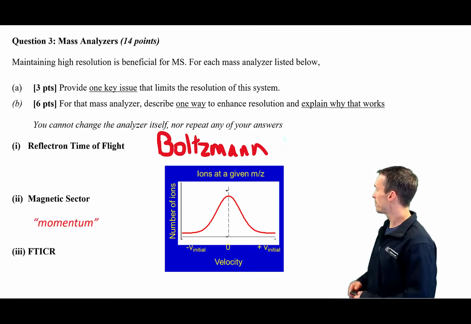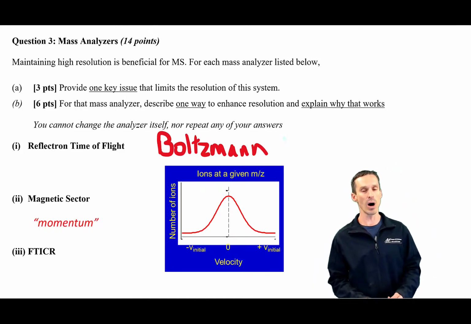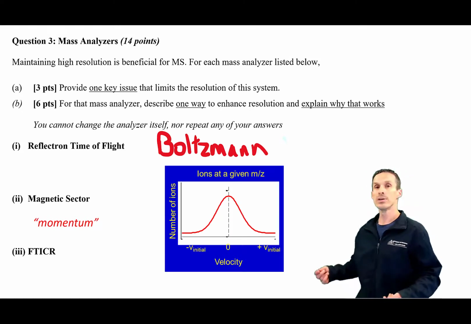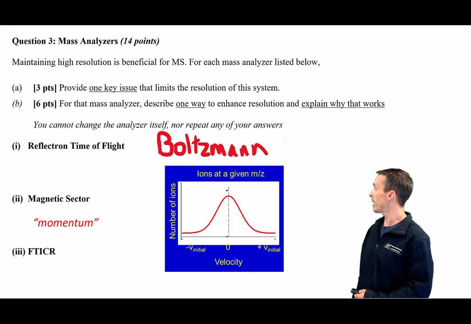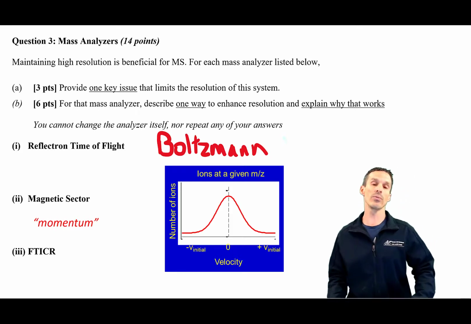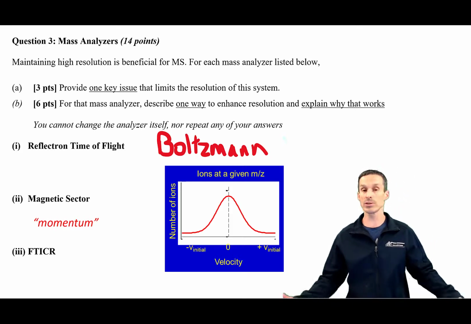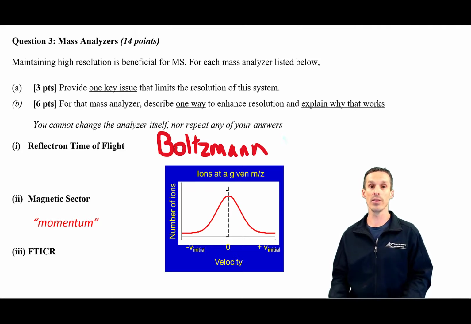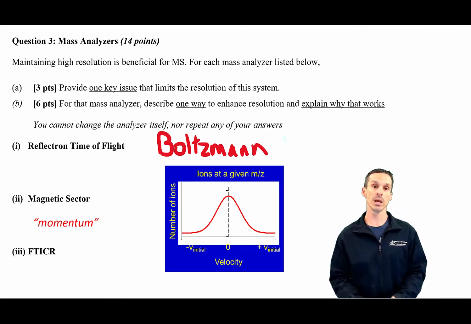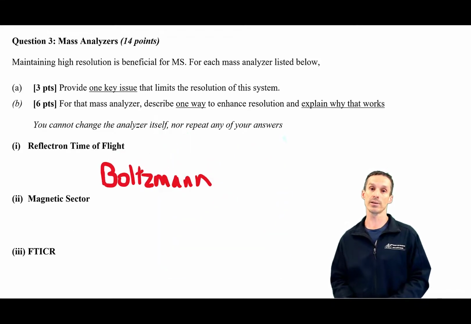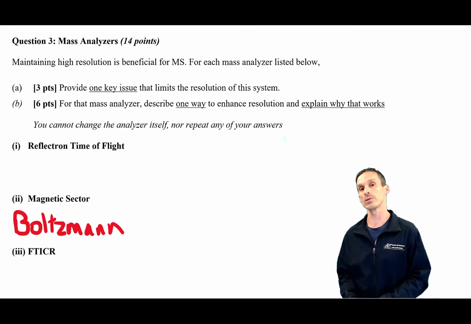So I'm going to go with the magnetic sector. Why? Because the magnetic sector separates on momentum, mv. And v is part of the kinetic energy, 1/2 mv squared. So in other words, our ions have natural distributions in their velocity. Therefore, they're going to have differences in momentum, even though they're the same mass. That's a problem when it comes to a magnetic sector. So I'll put the Boltzmann distribution over there.